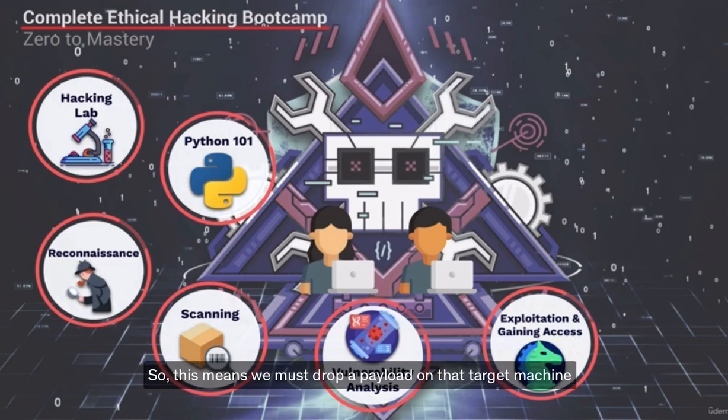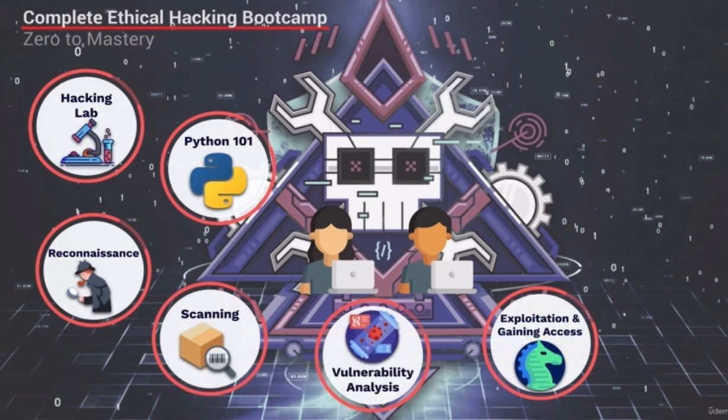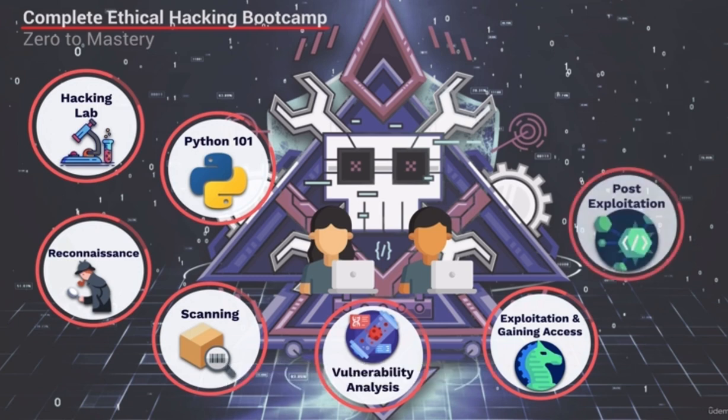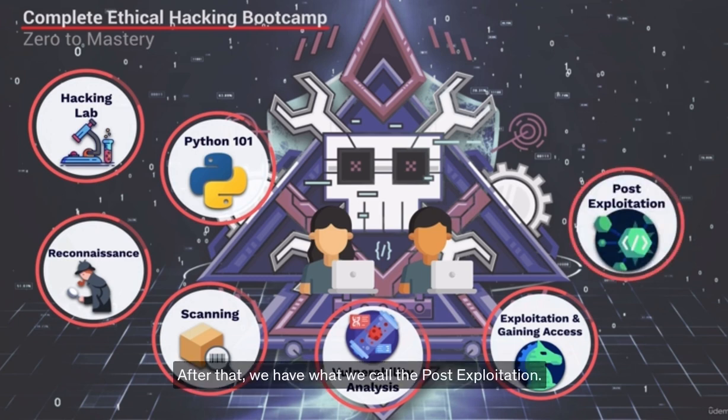So this means we must drop a payload on that target machine so we can use it to navigate through their systems, look through their files, execute anything we want, even delete anything we want without the target knowing anything about it. We'll learn to create our own viruses and Trojans that we can deliver to the target, whether through an email or through a USB. This is a big section, and we're going to dive into the weeds, try out these techniques, and learn how to defend against them.